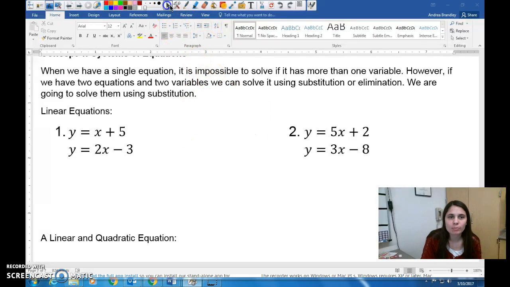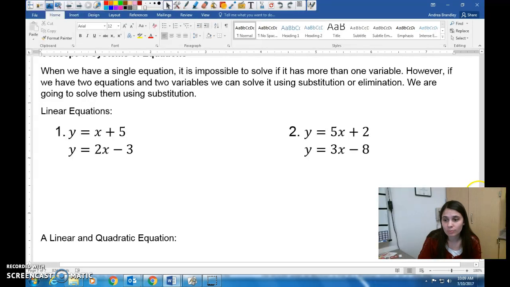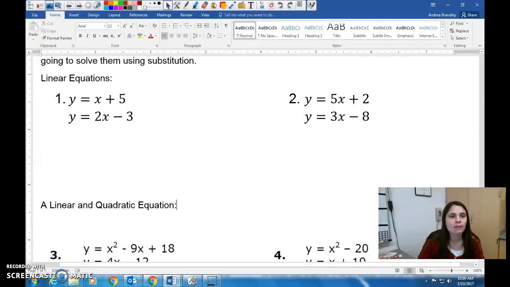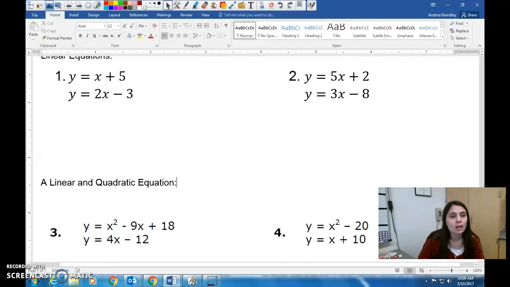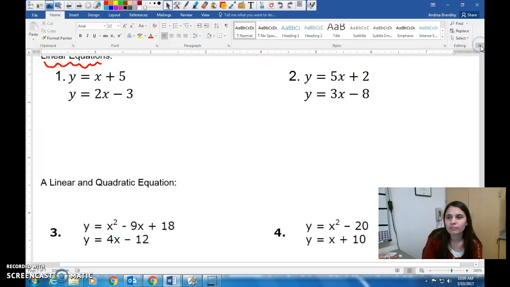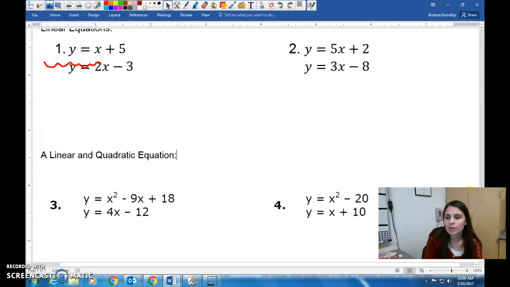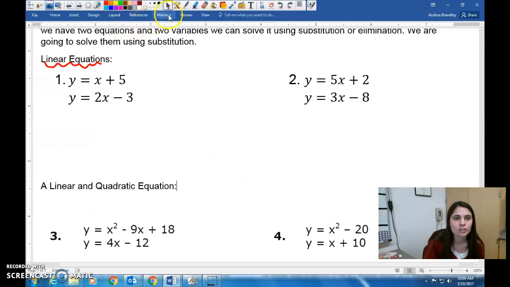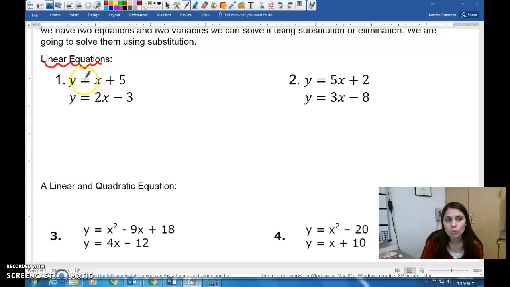But today we're going to talk about what happens when we have two variables. Having two variables makes it pretty impossible to solve if we have just one equation. But if we're given two equations, then it's doable. These are both linear equations. Let me make sure that's not cut off anymore. Okay, so we have two linear equations, x plus 5 and 2x minus 3, and both of them are equal to y.